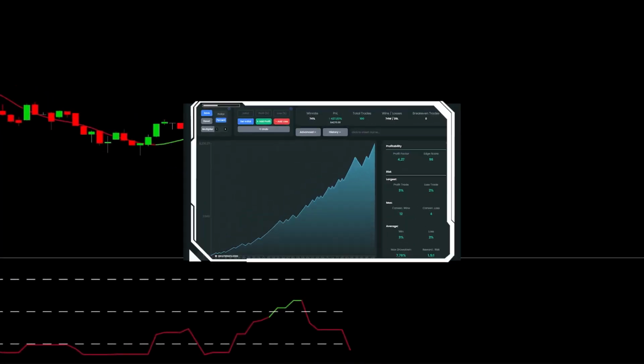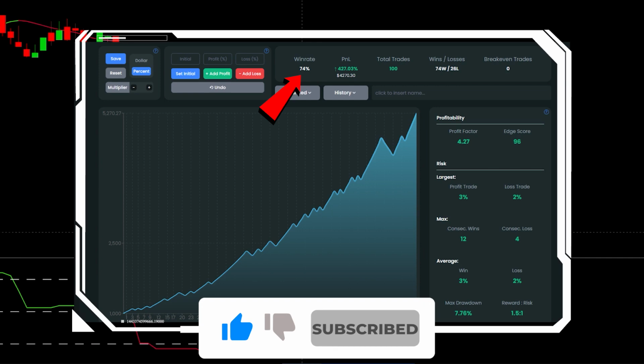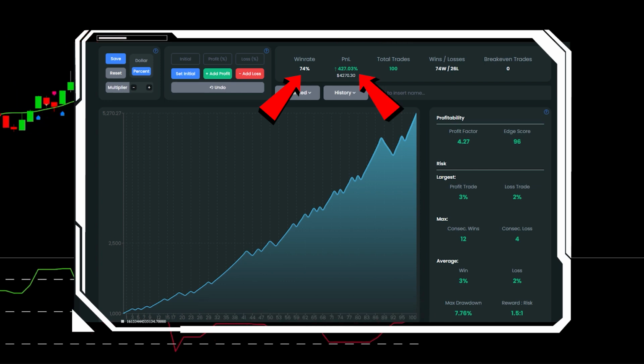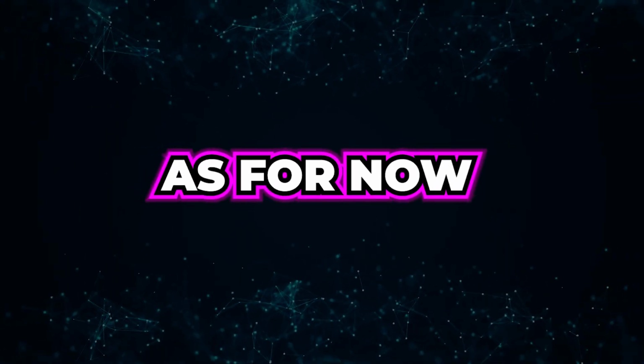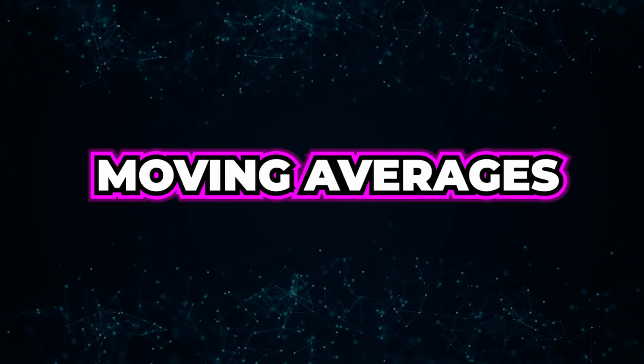With that, this strategy demonstrated an amazing win rate of 74% in backtest, while the account growth figure came in at 427%. Also, those 100 trades were found in less than 1 month. As for now, let's consider our top indicator, which we prefer to use over regular moving averages the most.